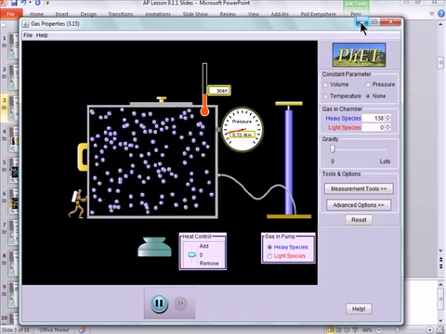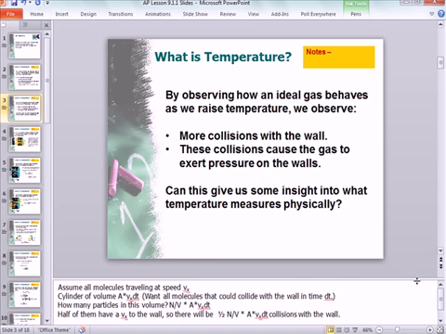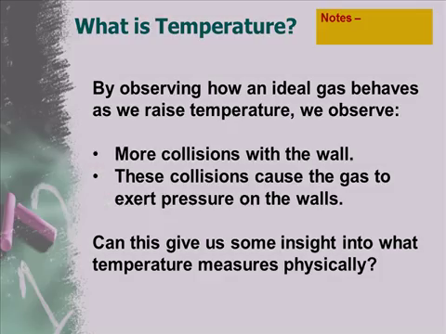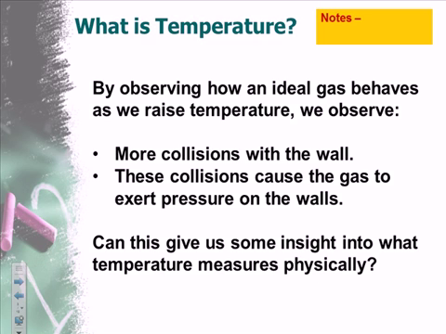Okay, well. So what are some key observations that we have made here about this gas? Well, first of all, when we raise the temperature of the gas, we observe that there are more collisions between the gas molecules and the wall. And those collisions cause the gas to exert pressure on the walls. That's the source of a gas's pressure acting on the walls. So could this phenomenon give us some insight into what temperature measures physically? That's what we're going to answer.